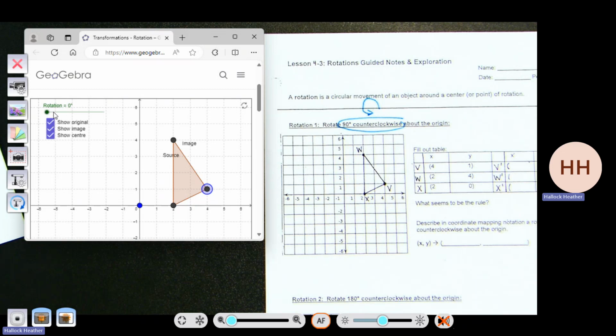So we're going to take this and we're going to rotate it 90 degrees. So take your little green scroll bar and we're going to scoot it over to 90 degrees.